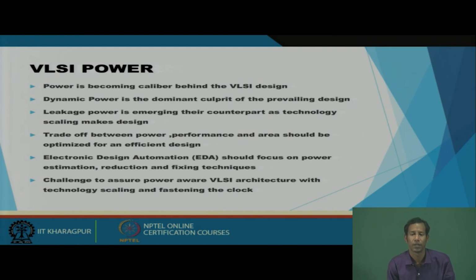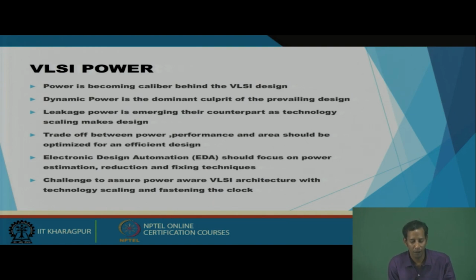nanometer technology. But at the same time, it is not just that we gain area. Whenever we reduce the technology node day by day, leakage power is becoming more and more dominant. Leakage power comes because of the device property itself. We will see that in detail later.